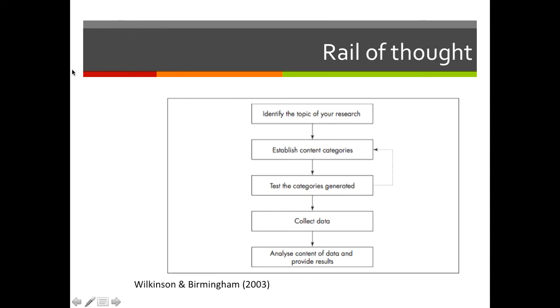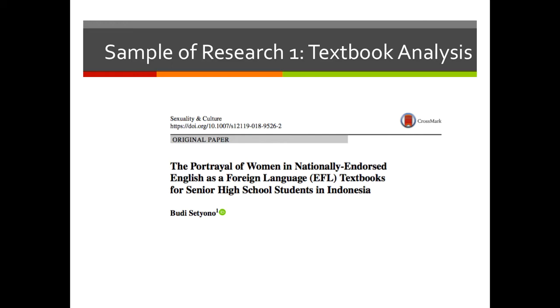The train of thought is still the same as before: identify the topic, determine the phenomenon, and then establish the constructs, and make sure that the constructs are very powerful. Then test the categories, if it is a quantitative approach; if qualitative, you do not need to test. And then you collect the data and analyze the data. The train of thought is still the same. So let me give you a sample of research.